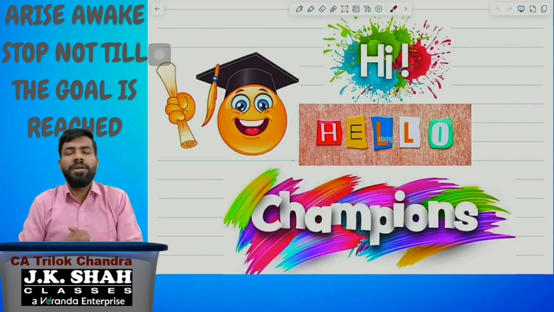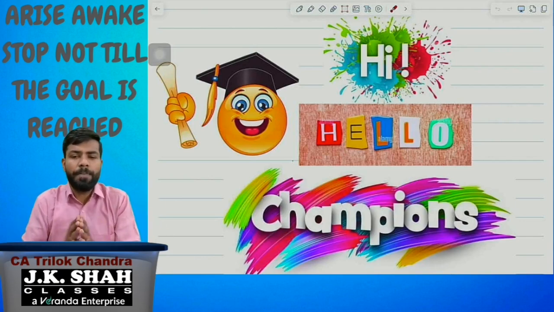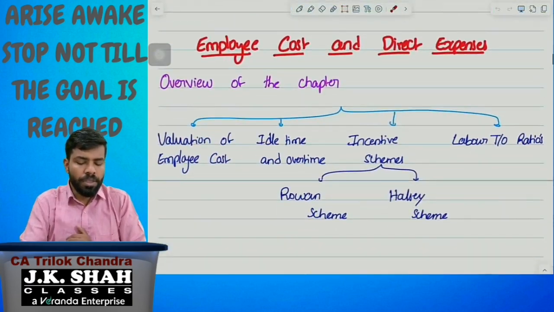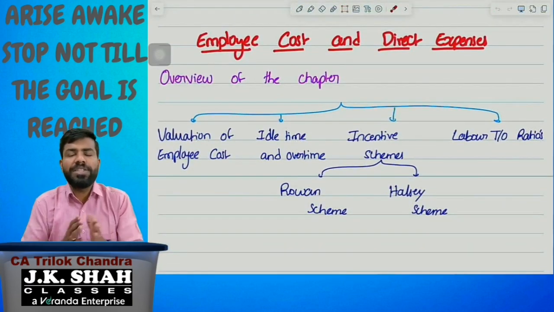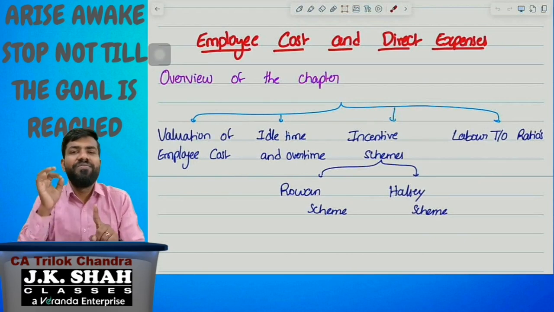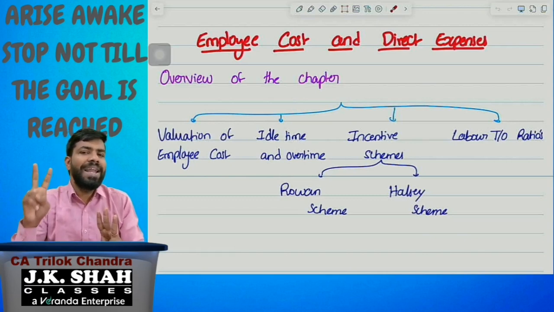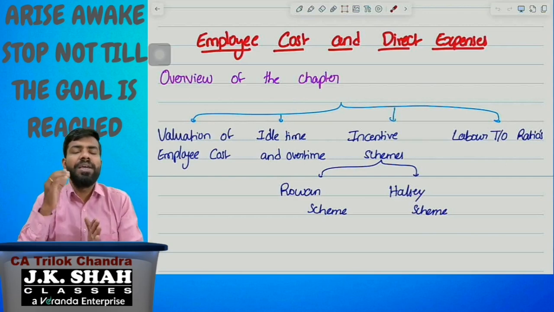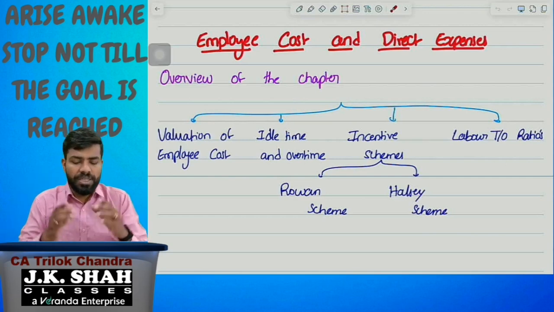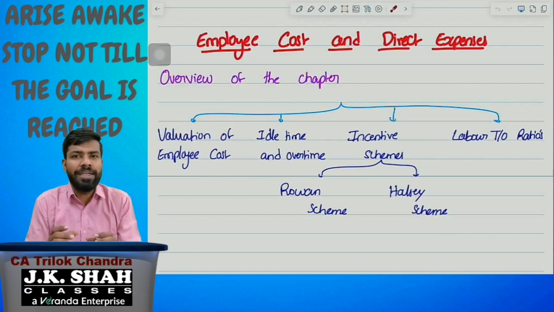Before getting into the chapter, let us see what concepts have been given in this chapter. Generally, I call it the overview of the chapter. We have only four concepts. Number one, valuation of employee cost. Number two, idle time and overtime accounting. Number three, incentive schemes, in which we have two schemes, Rowan and Halsey scheme. At last, we have the labor turnover ratios. These are the four concepts which we need to study in the chapter called employee cost and direct expenses.